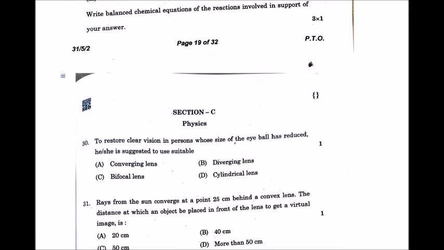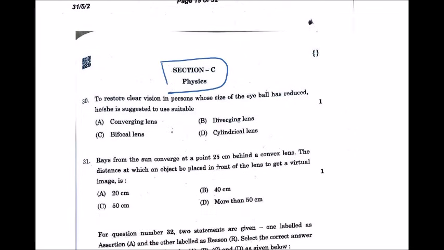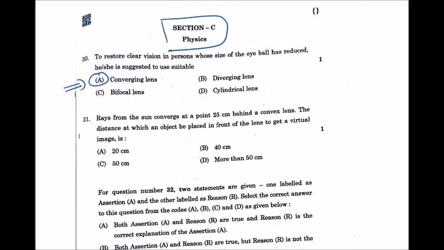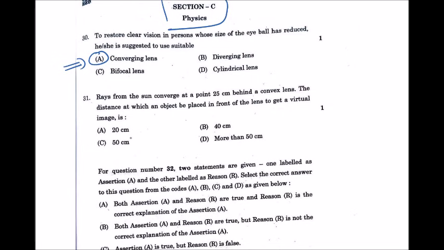In section C physics, there are only 3 questions, 3 one-word questions. And the 30th question, the option is A, converging lens. In 31st question, the option is A, 20 centimeter.